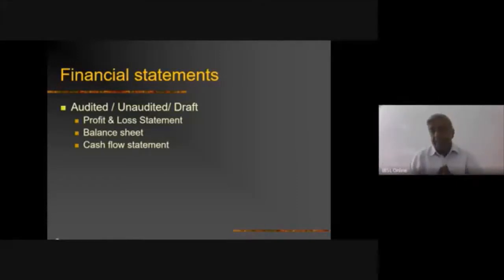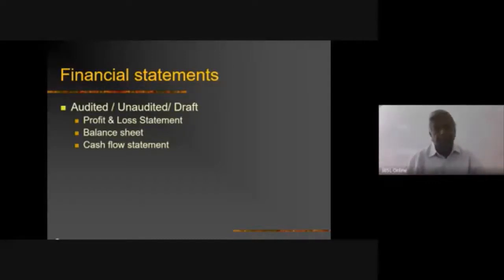Okay, now, I said it is the month of July. The last financial statement they would have given you as at 31st March 2020. The last financial statement may have been audited or unaudited or draft. But from that period, from 1st April 2020 till to date, the business is also in operation. You don't know the performance of this business.